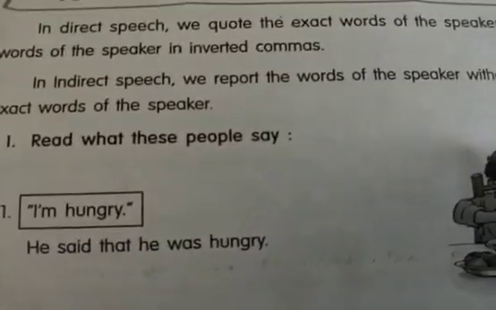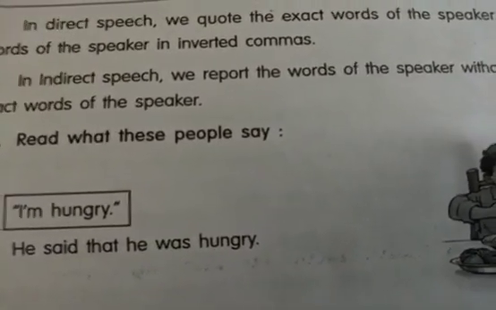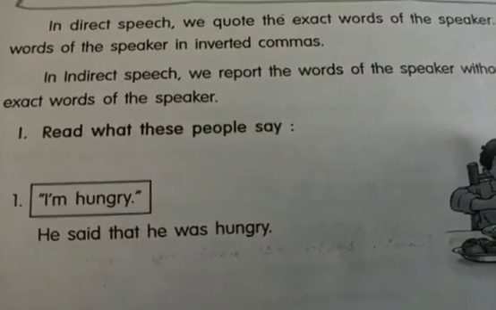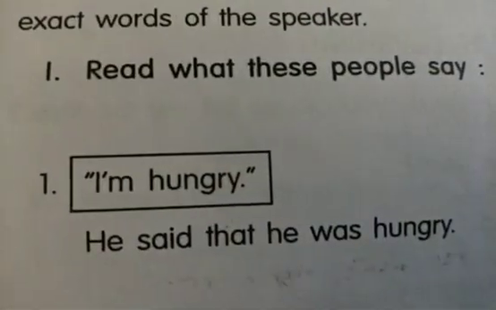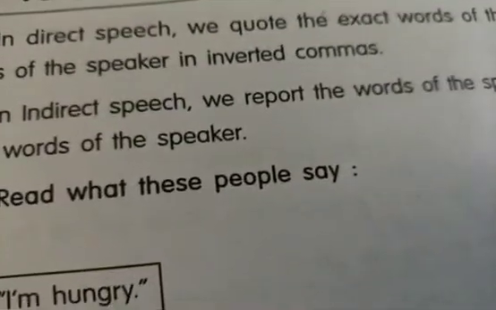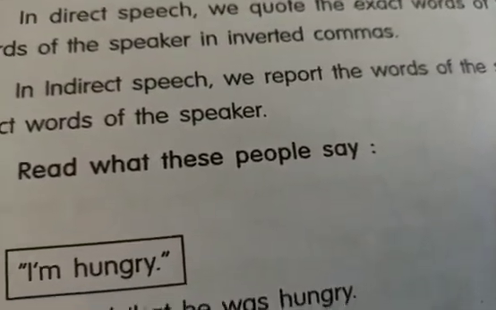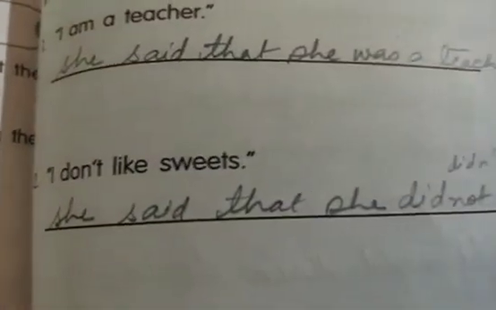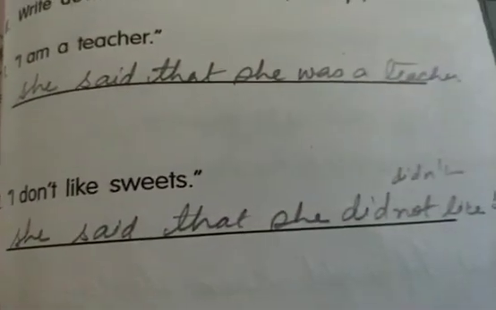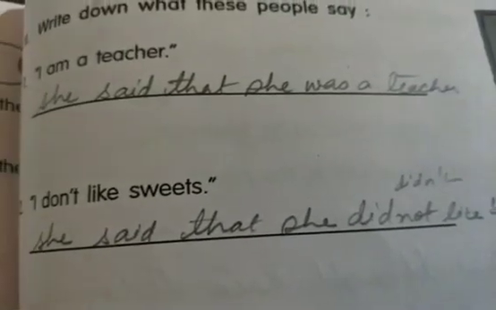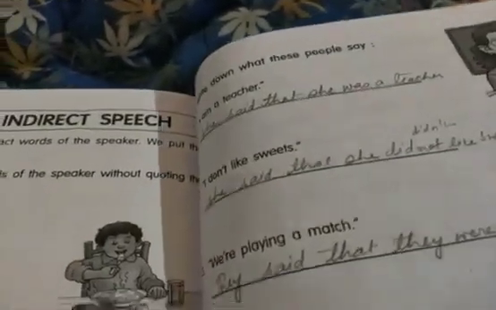Like, I am hungry, so he said that he was hungry, or she said that she was hungry. Like you see, I am a teacher, so she said that she was a teacher. So is or am will be changed into was. Will be changed into would. So I don't like sweets, so don't will be changed into didn't. Okay, like that. So this way you have to do question number 1.